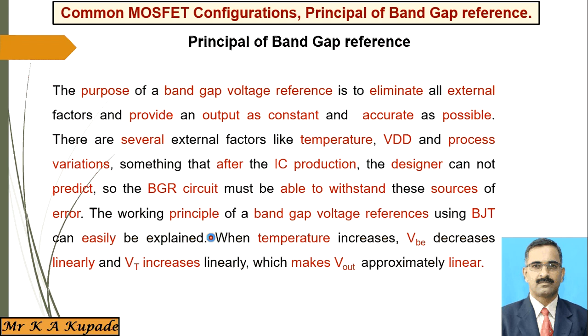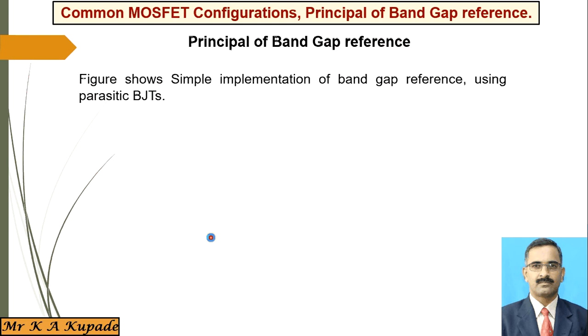See here, when temperature increases, the base to emitter voltage decreases linearly and the thermal voltage increases linearly, which makes the output voltage V out approximately linear. You can see that simple explanation.